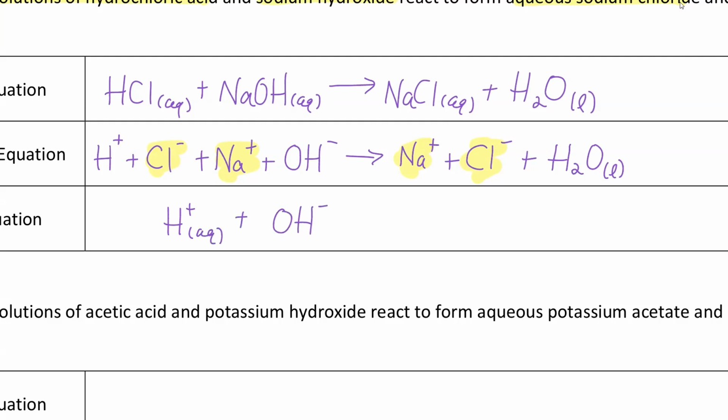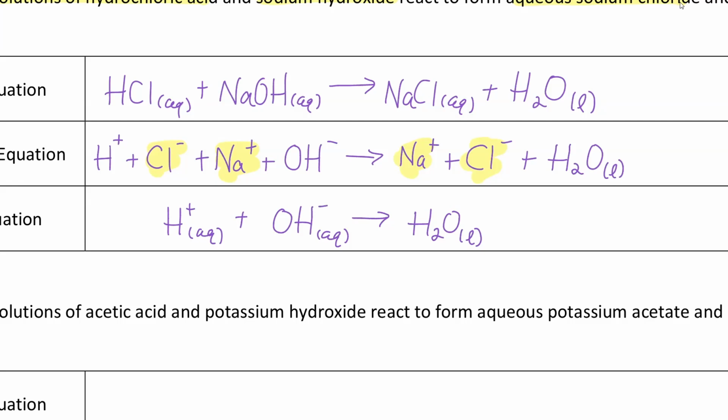What I almost always get year after year after year is students saying in a reaction like this that there's no net ionic equation, that no reaction occurs, which is absolutely not true. This is a neutralization reaction. Assuming we've got equivalent amounts of acid and base, we'll wind up with just water, no excess, right? That would hopefully be the goal. But just because it neutralizes doesn't mean no reaction occurs.